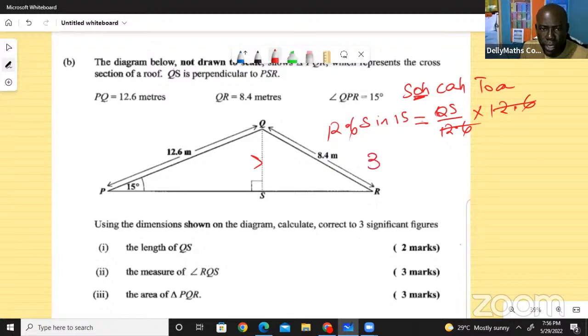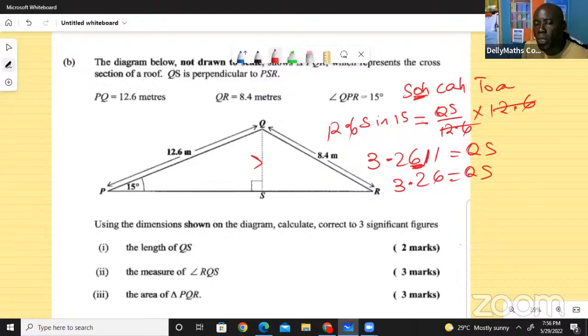And I'm looking at 3.2611. But remember that they did say to us 3 significant figures. So it is 3.26. This 6 is in the third spot. And the 1 that comes after it will leave the spot because 1 is in the 0 to 4 category, so it cannot move. It will be rounded down. You understand? Because the 1 is in the 0 to 4 category. So QS, I will label it here, is actually 3.26 meters.